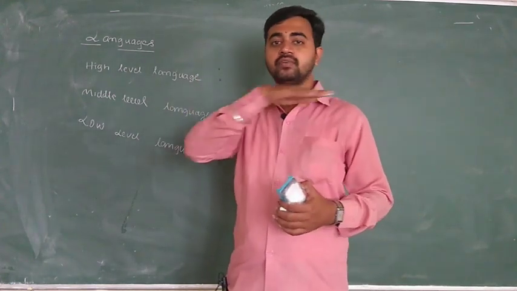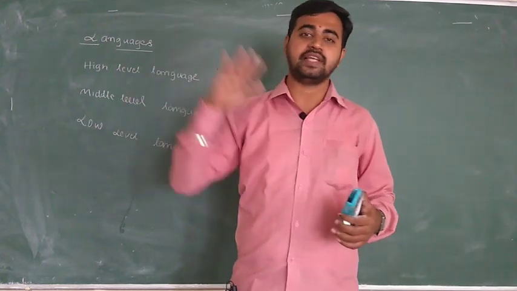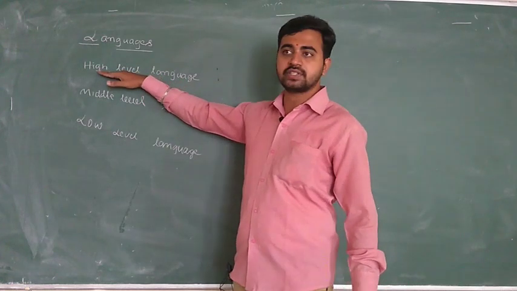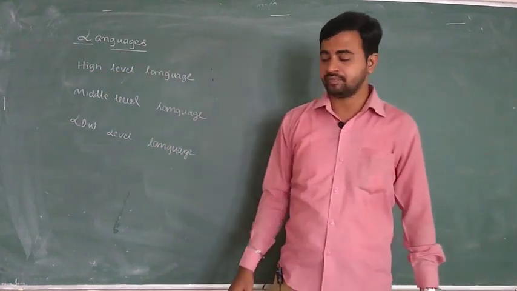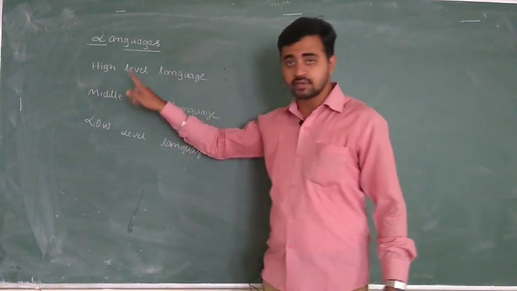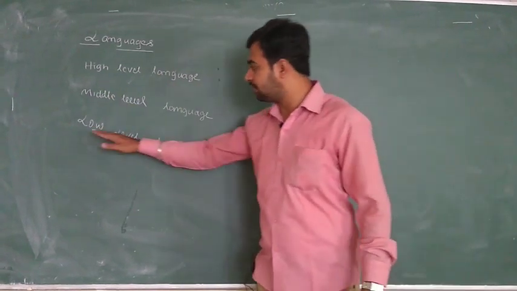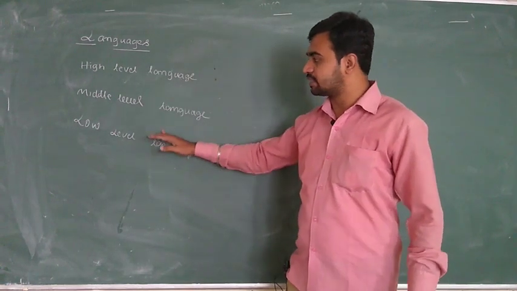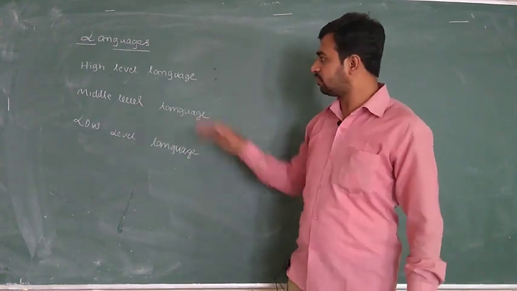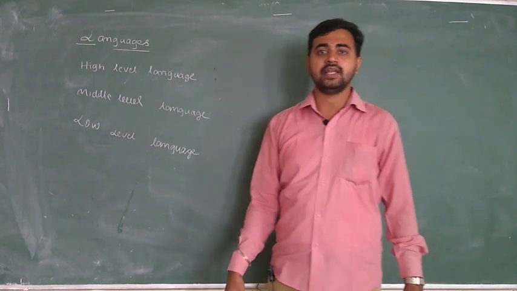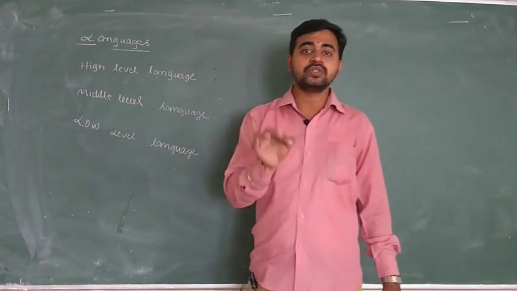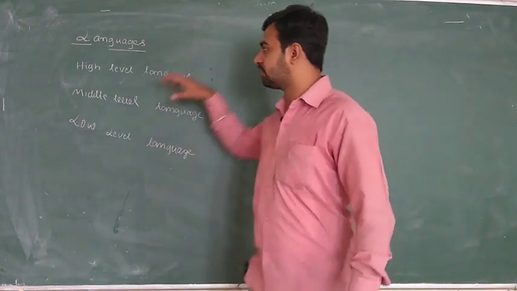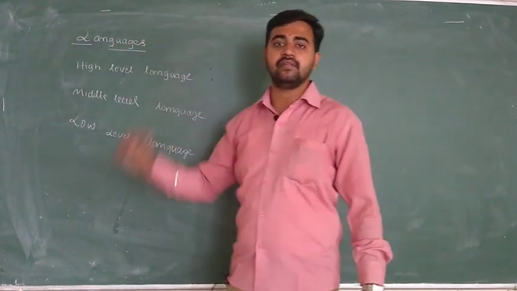Completely it is categorized. So the first category of a language is called high level language. The second category is called middle level language. And again we have a low level language. So these are all the 3 categories. Perfectly they have divided. What is high level language? The high level language is a user oriented language. Whatever we speak, whatever we understand, that language comes under the category called high level language.